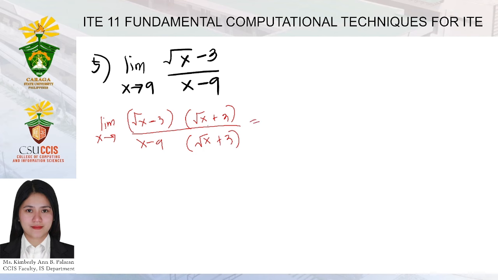Okay. So, using FOIL method, this time class, we will FOIL the numerator, so that we can cancel out below. You will see it later on. We will perform it, just FOIL it.